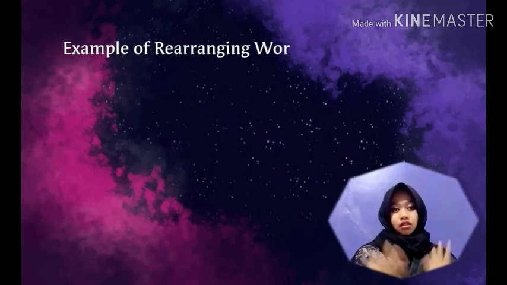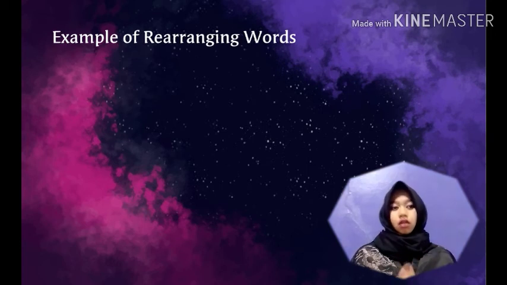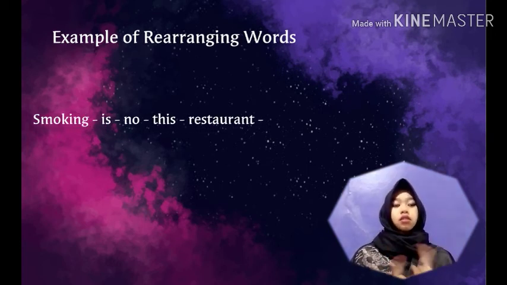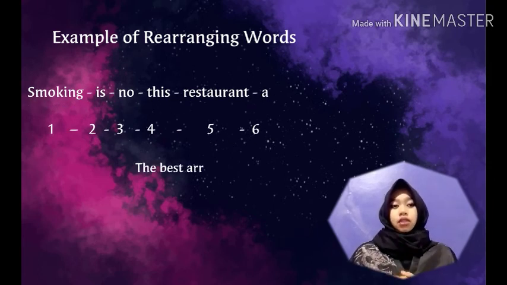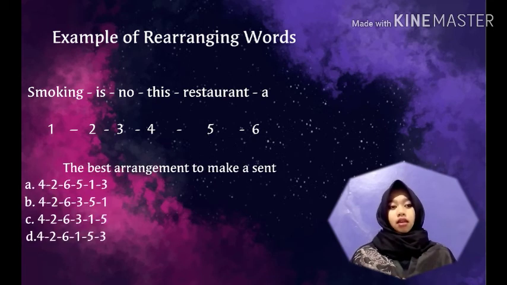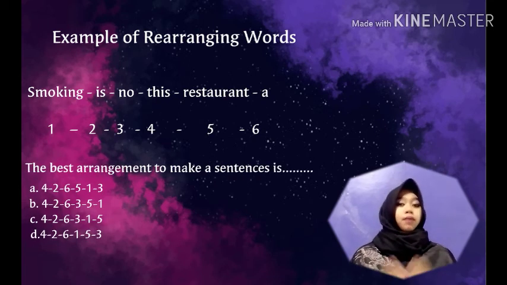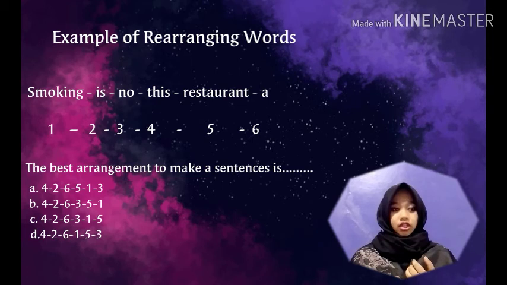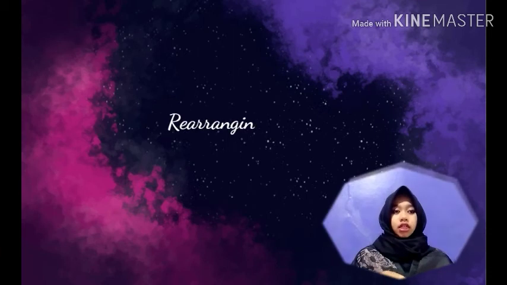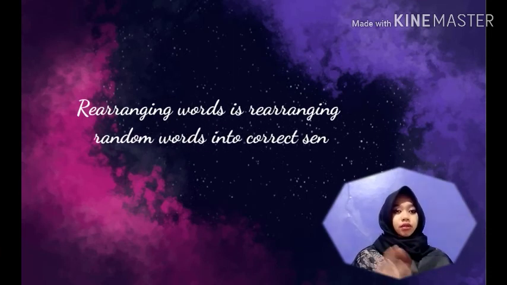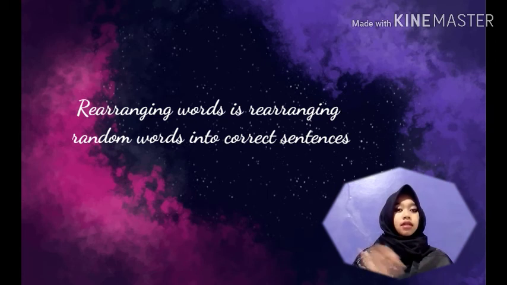Example of rearranging words: "Smoking is no this restaurant." With the instruction to choose the best arrangement to make a sentence, the best answer to this question is C: "This is a no smoking restaurant." Rearranging words is rearranging random words into a correct sentence.